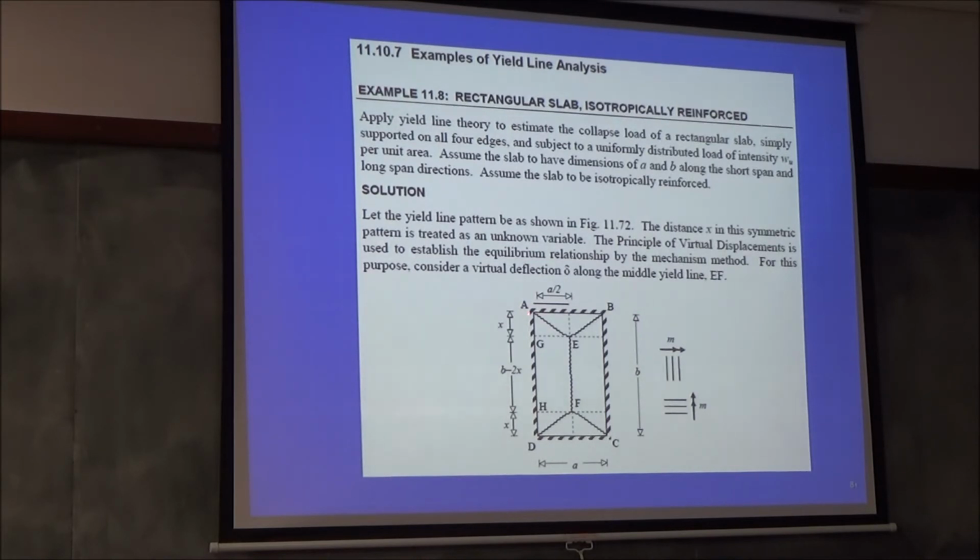What about this? This you can resolve into 2 directions. You can resolve into the component in this direction, which is a by 2, and a component in this direction, which is x. If you take the component in this direction, a by 2, what is the rotation about this edge? It is delta divided by x. And if you take the component in this direction, x, what's the rotation? Delta divided by a by 2. Finito, nothing more to do.